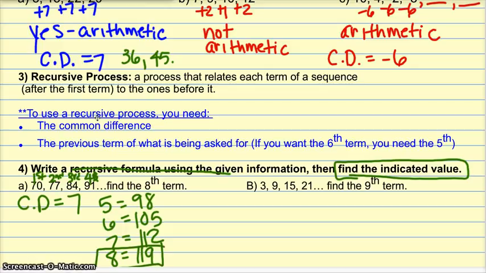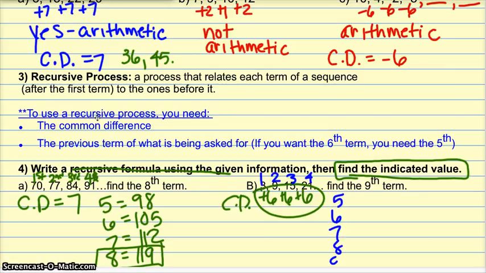Go ahead and try letter B, and we will go over it. Actually, I'll go ahead and do it with you. There's no sense in going over it tomorrow. Let's check. Is it arithmetic? We are adding 6, adding 6, adding 6. So there's my common difference. And I want the 9th term. Well, the 3 was the first, second, third, fourth. 5, 6, 7, 8, 9.